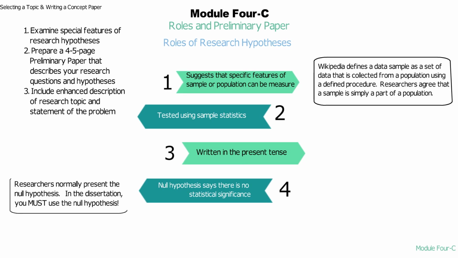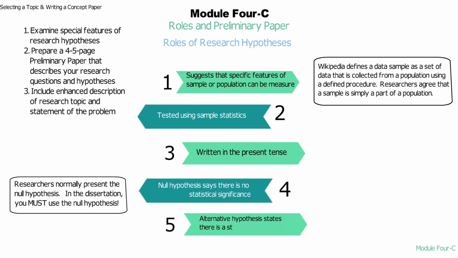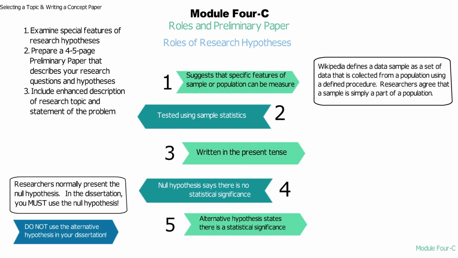Remember, the null is the hypothesis that claims that there is no significant difference between or among specified samples or populations. It further claims that any observed difference is due to chance or sampling and experimental error. And finally, 5. An alternative hypothesis states there is a statistical significance between or among variables in a population. Do not use the alternative hypothesis in your dissertation.